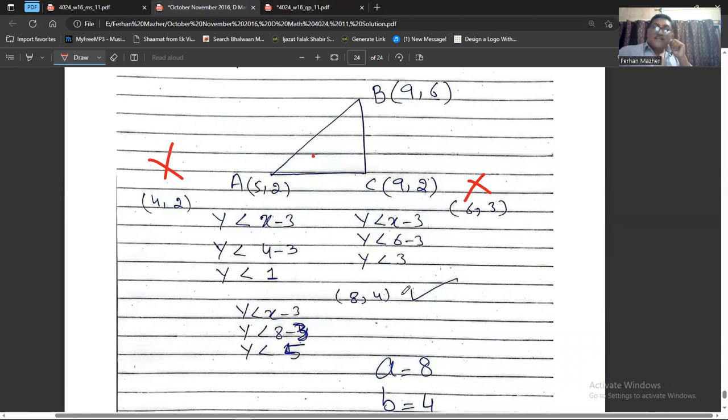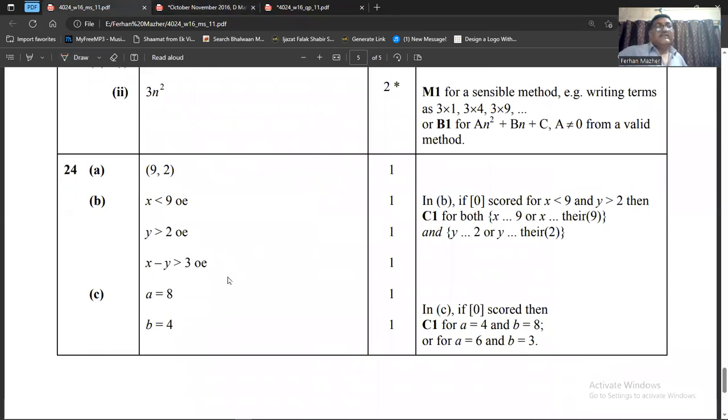Then take this point 8 comma 4. I will try this x in the inequality of this line, which is y less than x minus 3. Put the 8 here. So 8 minus 3 is 5. So your y must be less than 5. Is your y less than 5? Yes, it is less than 5. So this point is inside here. This is 8 comma 4. So I think 8 comma 4 is the right answer.